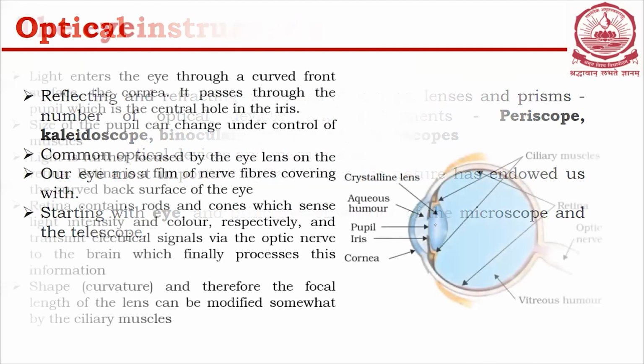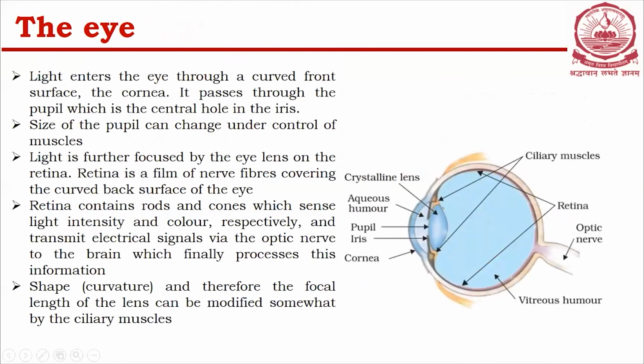So you can see here, this is a lens actually. Light falls on this lens, and the size of this pupil can change under the control of these muscles. The focusing can be controlled by these muscles, and the image of the object will be formed on the retina. This is the retina, and there are optic nerves that send the signal to your brain, and you are able to see what you are looking at. So this is what the normal eye is.